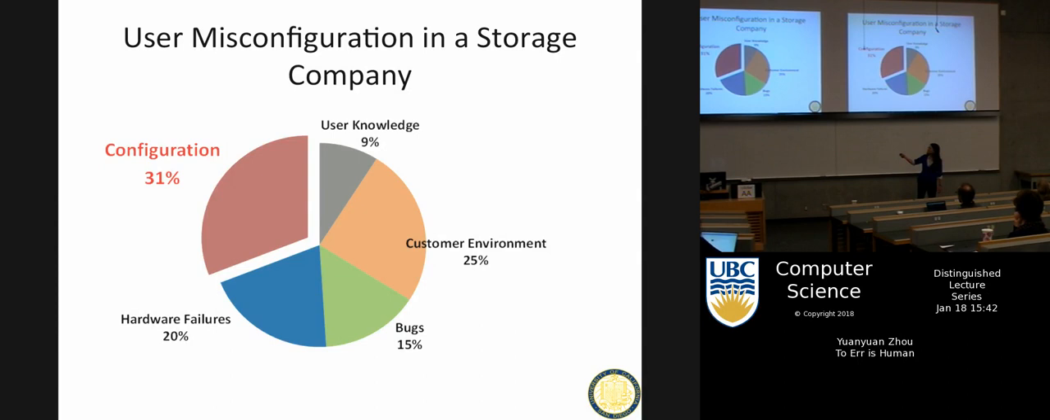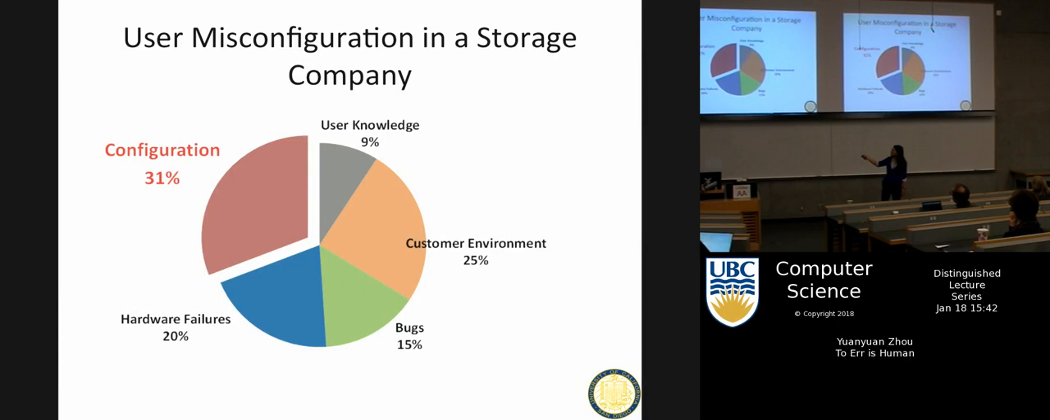You can break it into some cases where the user doesn't have the right knowledge. Sometimes it's the customer environment. Some cases are software bugs, and this is hardware failure, since this is a storage company, so disk failure. And then 31% is configuration. Configuration errors are caused by the customers themselves, the system admins on the customer side. In this case, they call and complain to NetApp, hey, my system doesn't work. And after several days of diagnosis, it turns out to be the customer's own mistake. They just set the settings incorrectly.